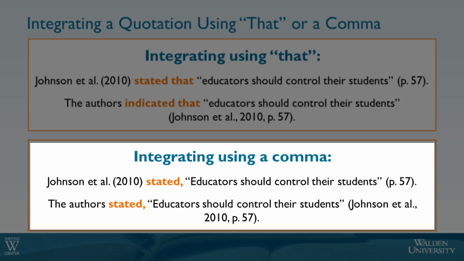Another option for adding an introductory clause to a quotation is to include a comma. With this approach, you will often begin with a citation or a reference to the authors, and you will then include your verb and a comma. For example, here we have Johnson et al., 2010, stated, and then the comma before our quotation. There are other verbs you could use here, like noted or said, as well. However, a specific formatting element for this example is that because we're introducing this quotation as dialogue, we capitalize the first word of the quotation.